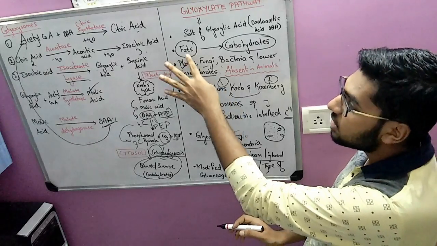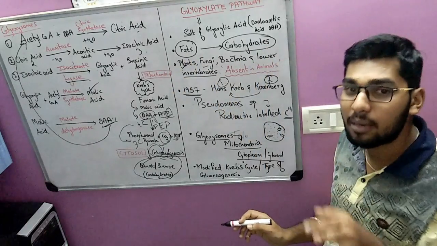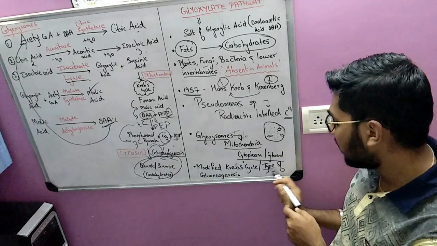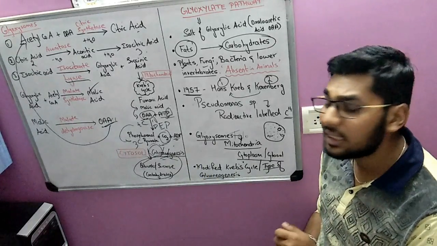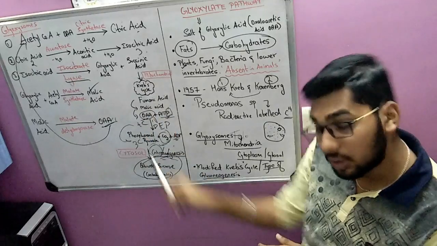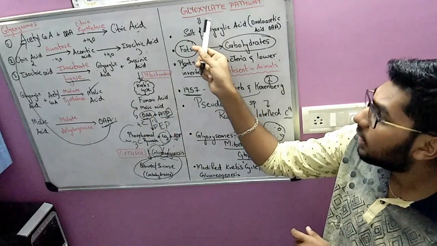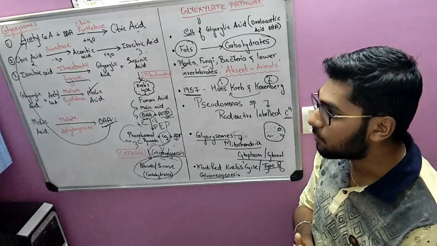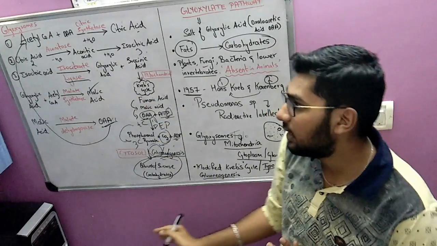Hence the aim is achieved, where fats are converted to carbohydrate. Since it undergoes gluconeogenesis, it is also called a type of gluconeogenesis, and since the Krebs cycle is also involved here, it is also called the modified Krebs cycle. So these are the reactions that are occurring in this.